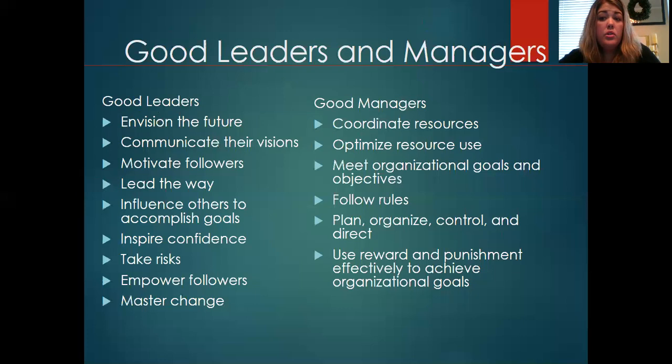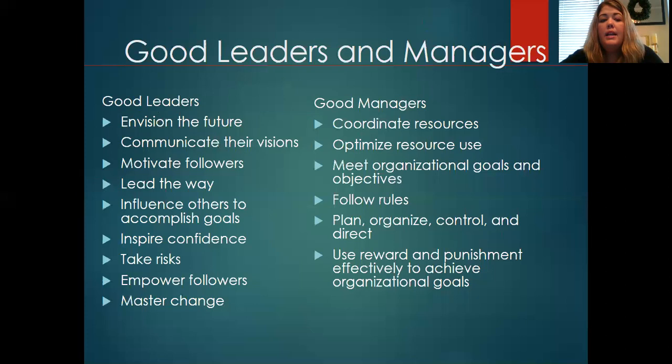They empower their followers. We talked about that. And they're a master of change. Leaders are not afraid of change. Those that get stuck in where they're at and say, this is always how we've done it, are not leaders. Leaders see that things need to change over time to continue to improve our processes.